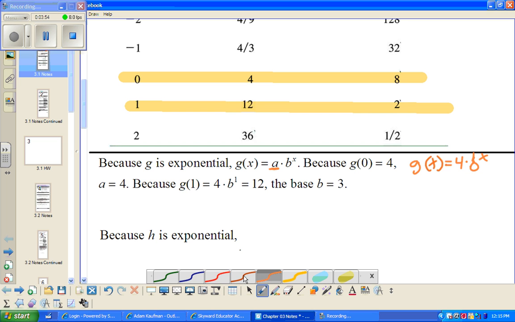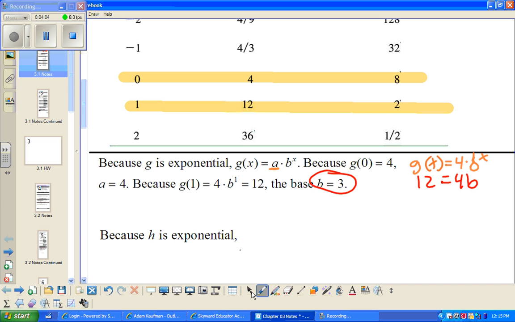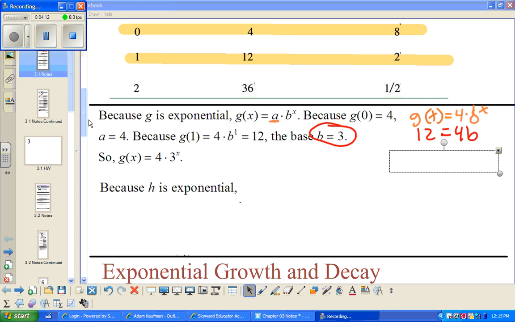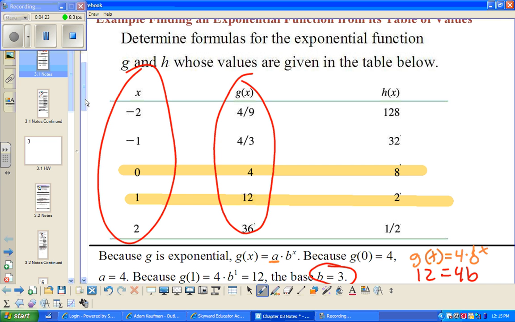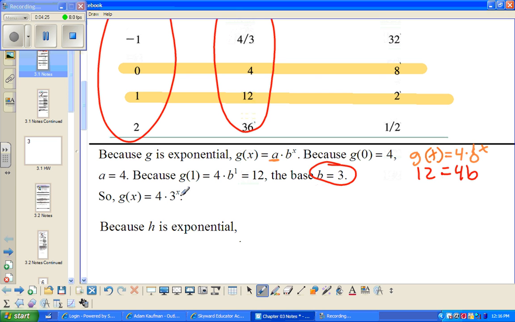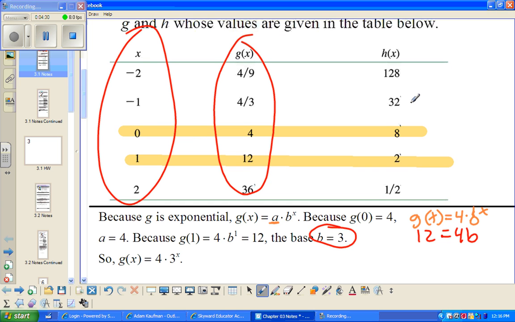So what we just did there on that line was, when g of x is 12, we have 4b, divide by 4 on both sides, and you get b equals 3. Then you can just write your statement out. So the exponential function that goes with the data provided in these two columns is 4 times 3 to the x. That's the exponential function. So now you try it for h of x.